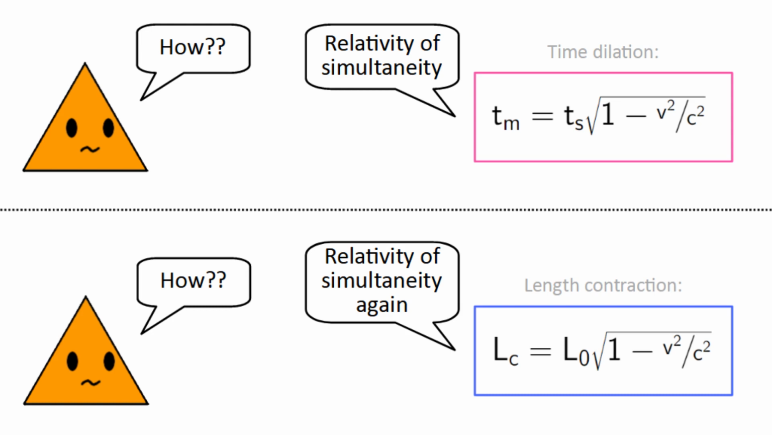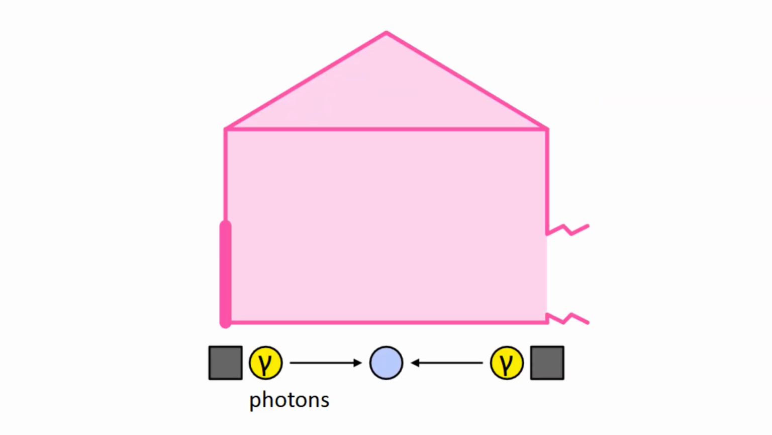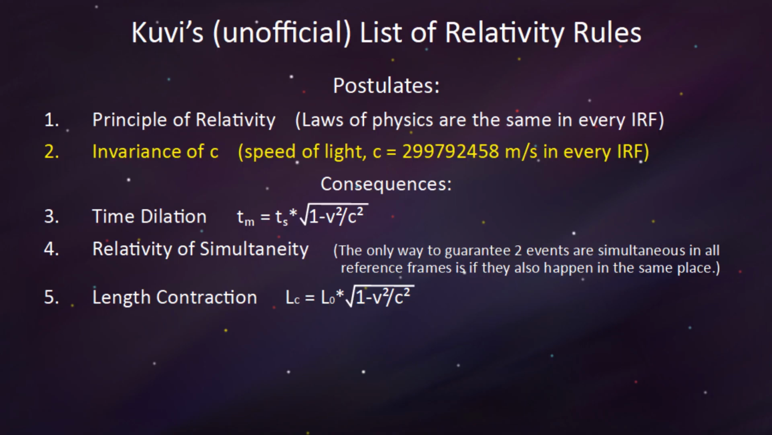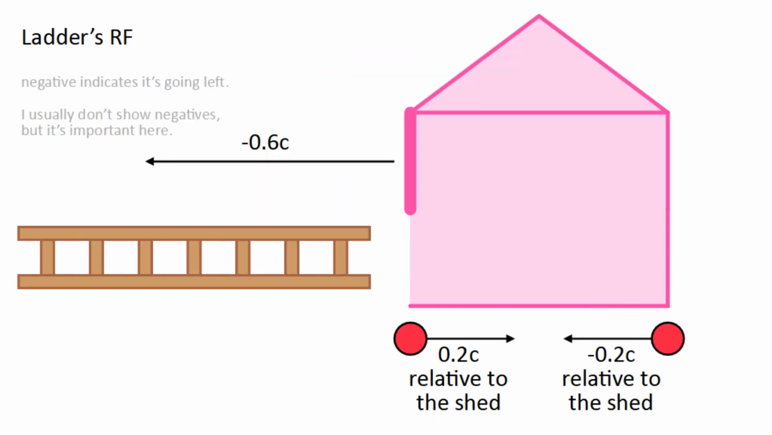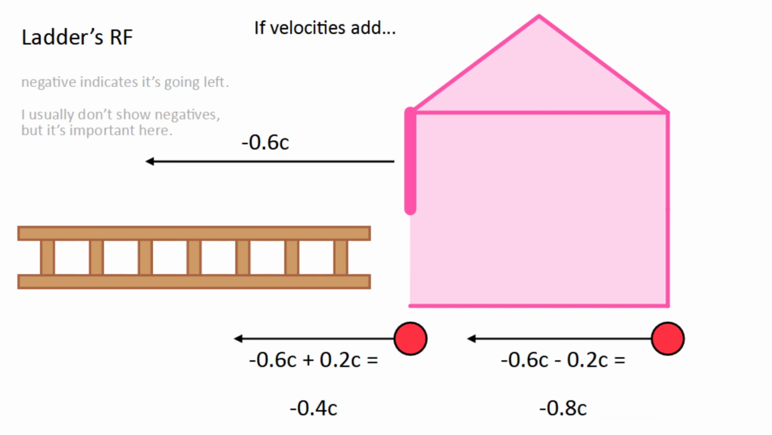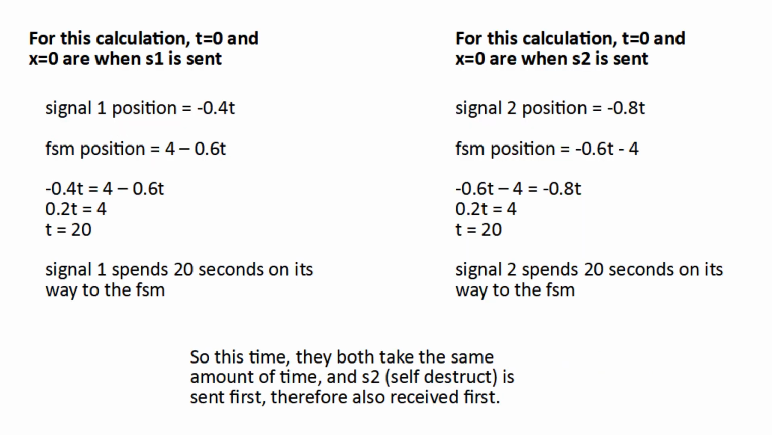In both this example and the one from episode 3, we used photons to transport signals. Since they travel at the speed of light, we ran into invariance of C, which is key to why these work. But what if we were to send slower signals, for example 0.2 C? In the shed's reference frame, the signals take longer to arrive, but the relaxed signal still gets there first. In the ladder's reference frame though, if velocities add, that would put both signals moving to the left, with self-destruct being 0.8 C and relax being 0.4 C. In that case, we would now calculate that the self-destruct signal arrives first and doesn't get ignored.